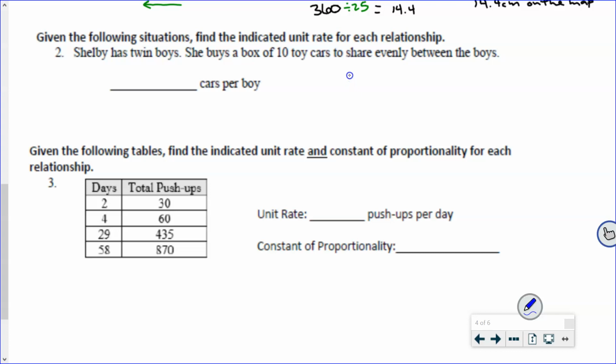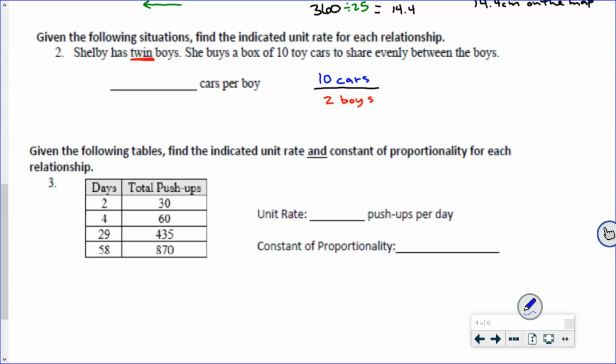I'm going to show you the work that I want to see. I'm not asking for you to do long division algorithms on paper, right? I just want to know what your thoughts are. We have 10 toy cars that we're sharing evenly between the boys. So that's 10 cars for the 2 boys. Where'd I get the number 2 from? It doesn't say the number 2 anywhere in there. Where'd you get that from, Berkeley?